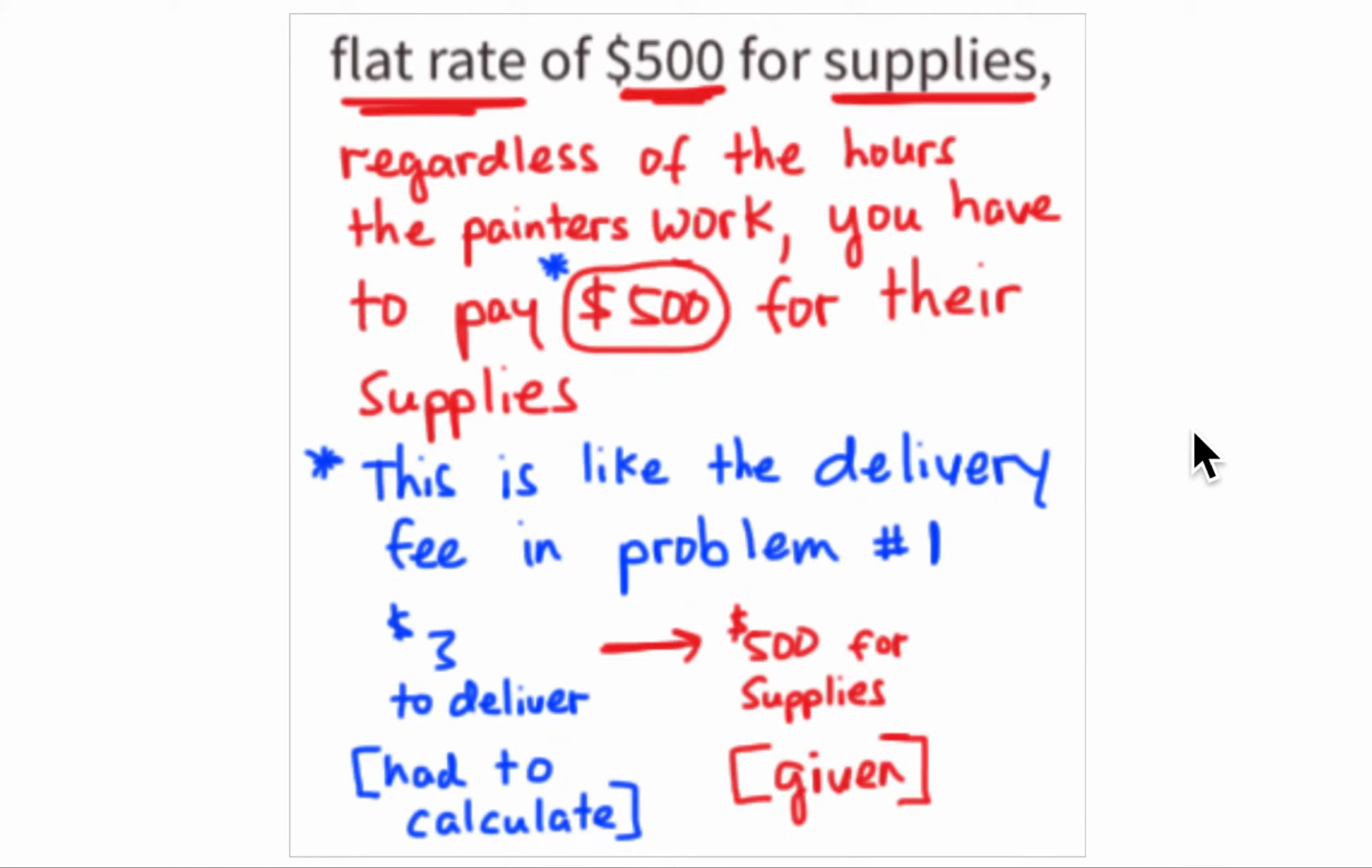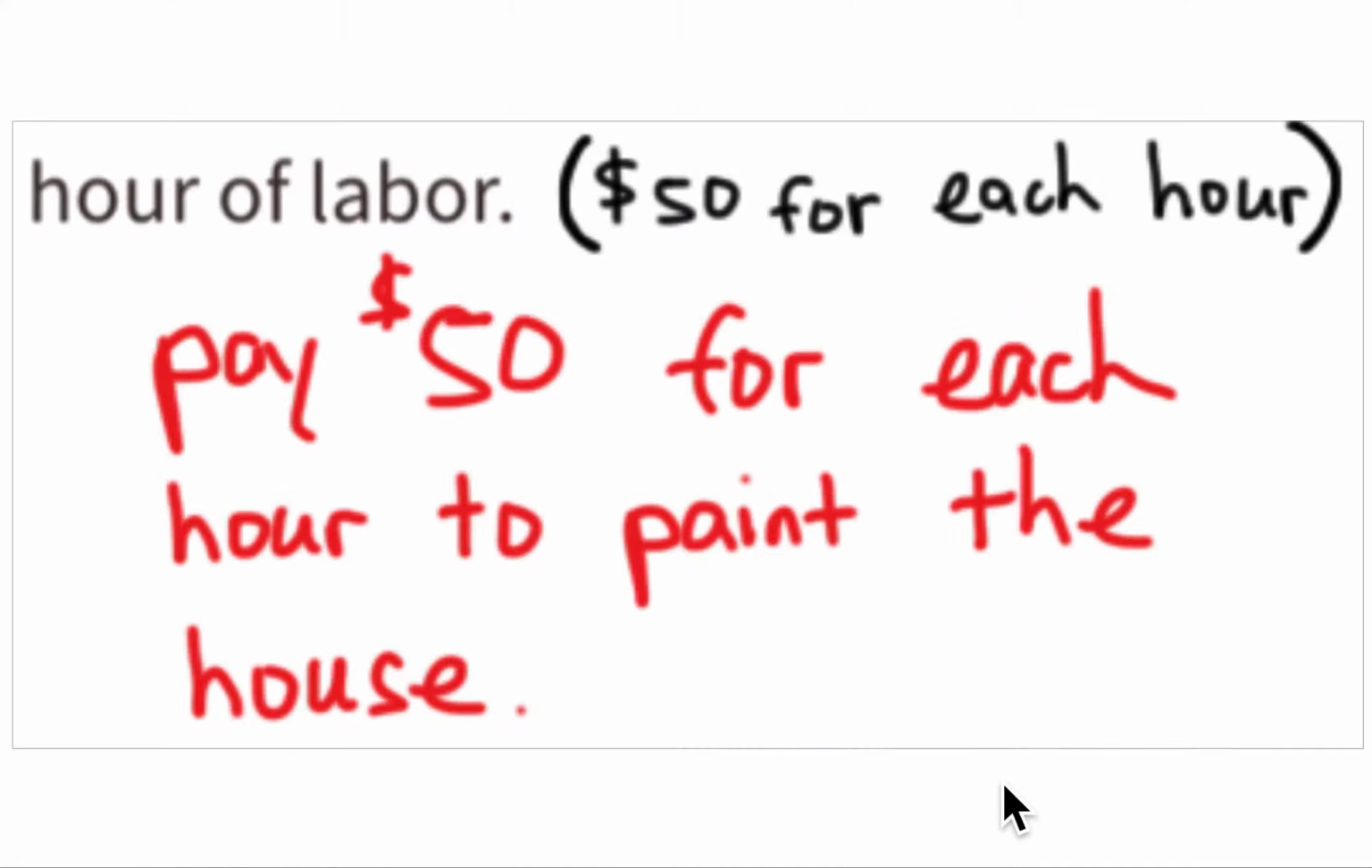This is similar to problem number 1, the pizza problem, in which there was a delivery fee of $3. You had to actually figure out what that delivery fee was in problem number 1, but it turns out that it's $3. That's a flat rate for however many pizzas you order or have delivered. That's similar to the $500 for the supplies. But in this problem, that number is given to you. So the beginning amount is $500.